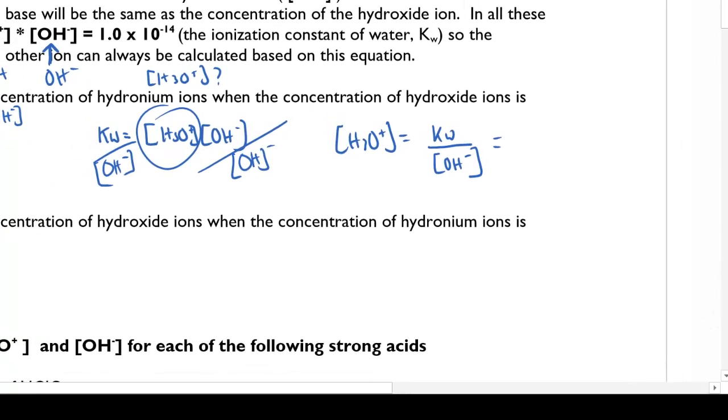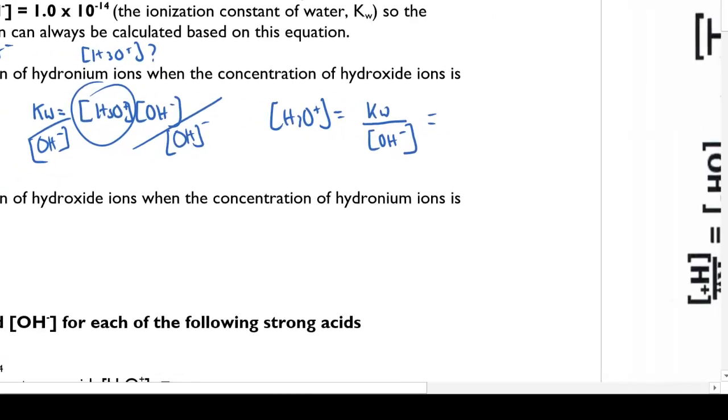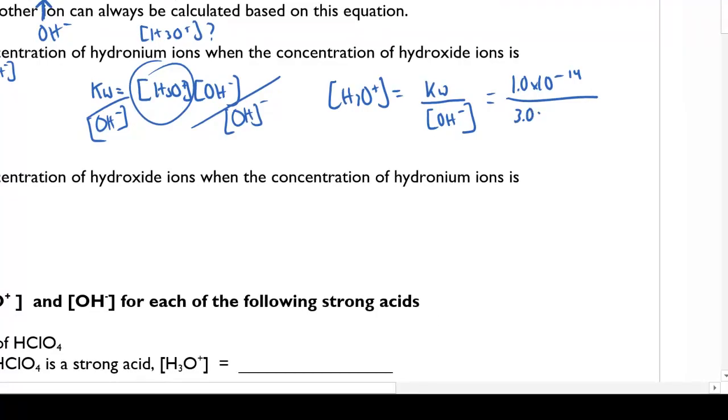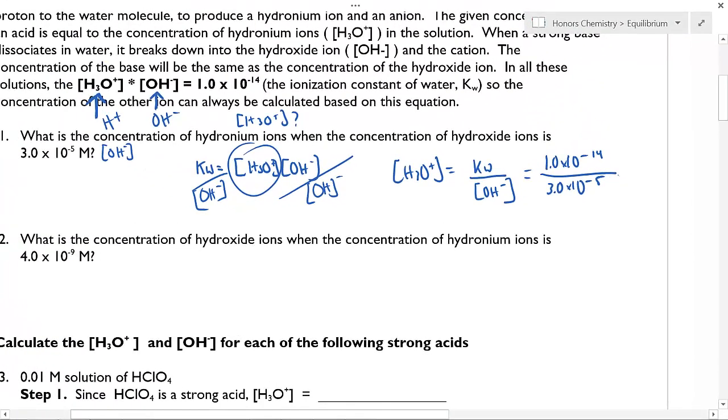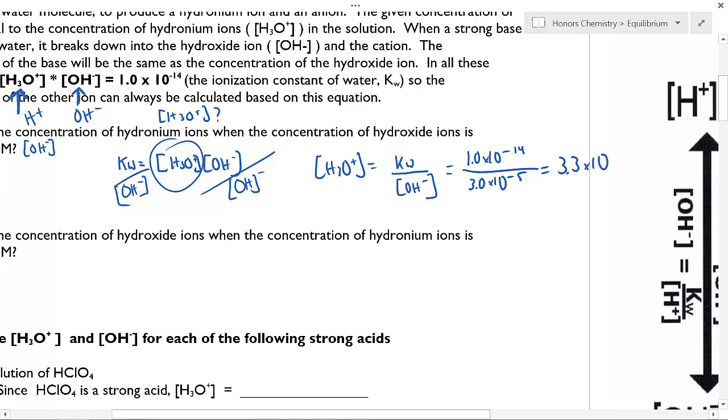Kw for water at 25 degrees Celsius, which we're going to assume is always 1.0 times 10 to the negative 14th. And so if I divide that by my OH minus, which was 3.0 times 10 to the negative 5th, we're going to be able to calculate our unknown, our H3O plus. When I plug all that in, I'm going to get 3.3 times 10 to the negative 10th. And that's going to be moles per liter of H3O plus, our final answer.